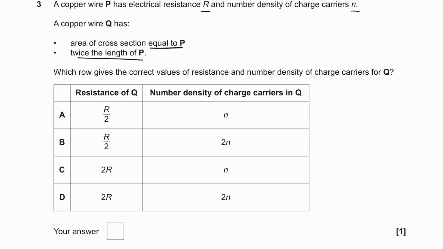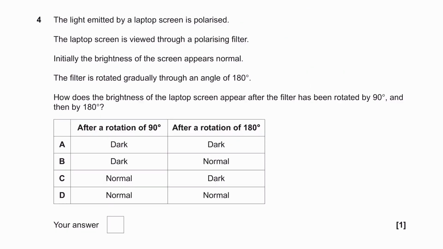So we know that the resistance is dependent on, the formula is rho L over A. Now because obviously both of them are copper wires, resistivity is going to be the same, and the length and area is what resistance depends on. So if you have got the area of cross-section equal to P and twice the length of P, then the resistance of Q will therefore be 2R, and the number density will be the same as P because it is still the copper wire. So therefore C will be the answer here.